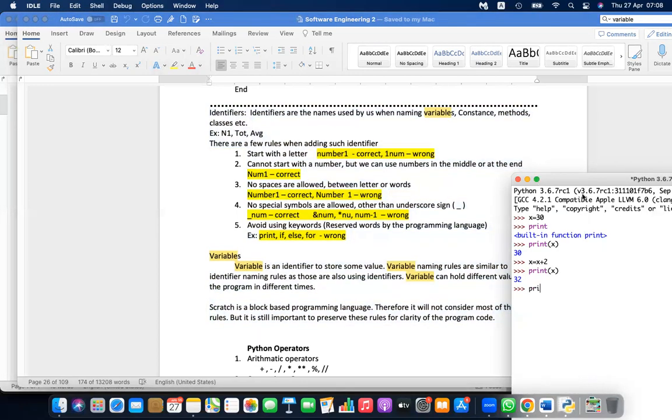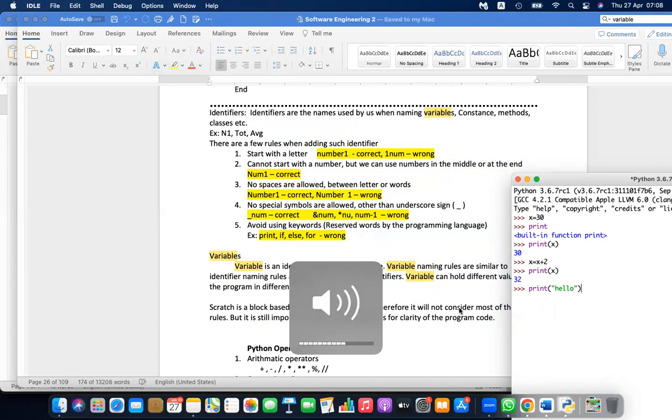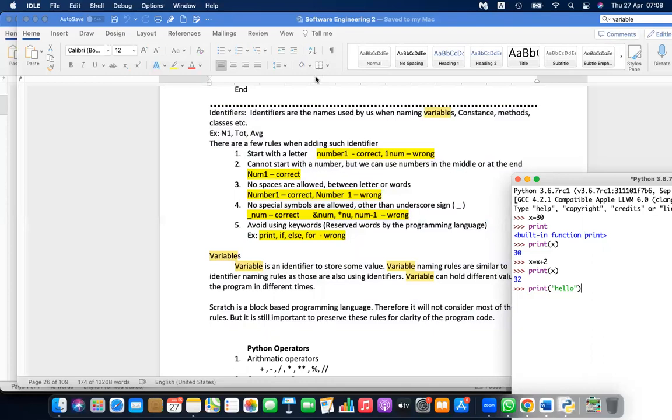If I say, okay, one more example, please consider this: print hello. What is this hello? Is it a literal or an identifier? Print hello. Is it a literal or identifier? What is hello? Is it literal or identifier? Literal, yeah.